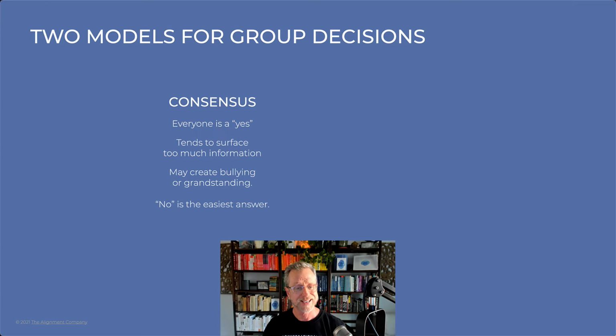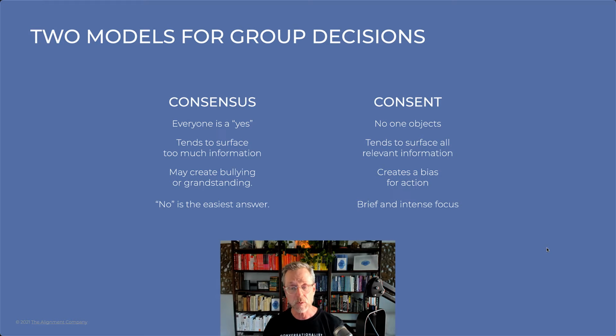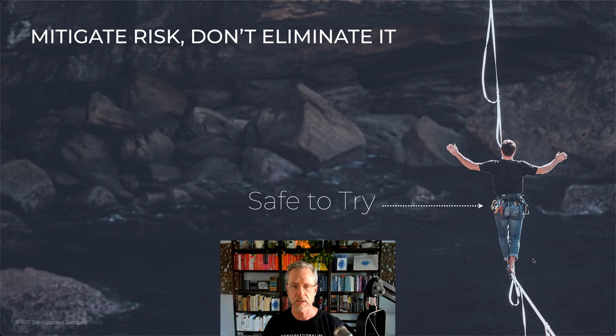And if you remember, we talked about consensus being the common way where we try to get everybody to be a yes, but this leads to surfacing way too much information. It creates bullying and grandstanding as people try to get their way. And often we just kick the can down the road and no is the easiest answer. So today what we're going to discuss is consent-based decision making. This is where, rather than everyone being a yes, we make it that no one is a no, or no one is an objection to the decision. It tends to surface all relevant information. It creates a bias towards action, but it does require brief, intense focus. And we're going to walk through how we create that brief, intense focus as facilitators.